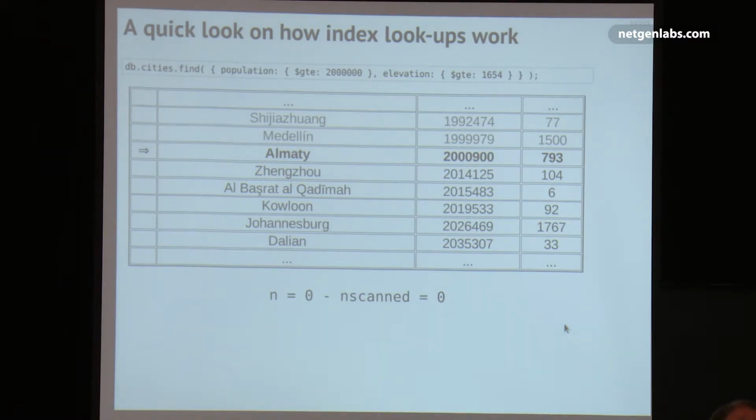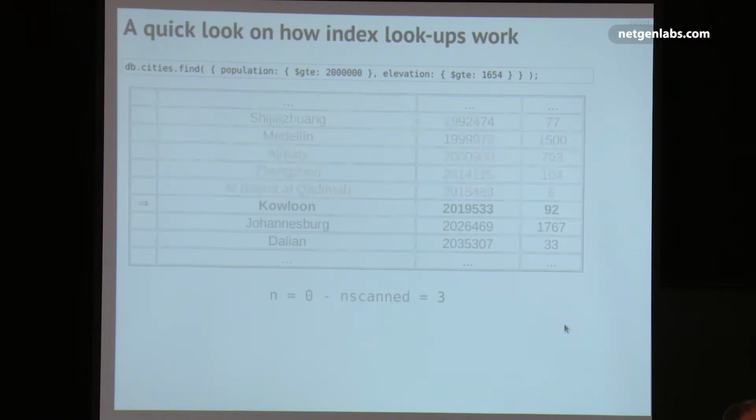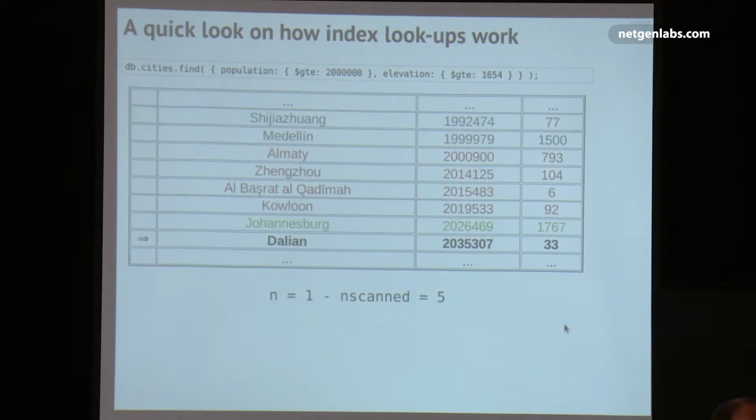And then it cannot really use the index for the second bit, because it just needs to evaluate all of them. And this is why all those key elements of all the cities larger than 2 million people have to be read, and apparently there's 131 of those. So it then starts looping through this. The first is nscan being 1, because that's Almaty, but it's not high enough, because it's only 793 meters. Then we do Zhengzhou. I'm not going to try to pronounce that name. We have Kowloon, and then we have Johannesburg, and Johannesburg is a city more than a mile above sea level. At that moment, we have scanned 5 index elements, and we have found 1 document to return.